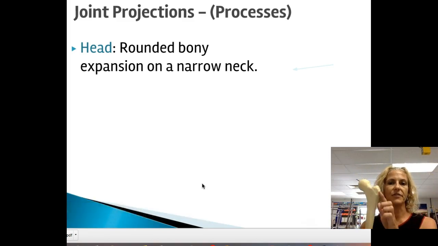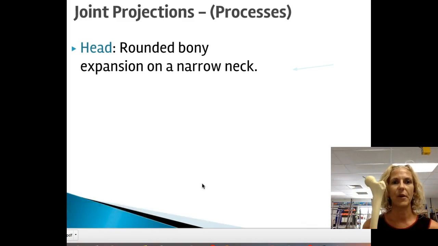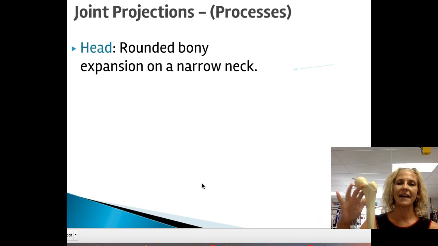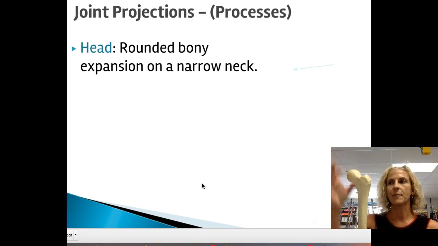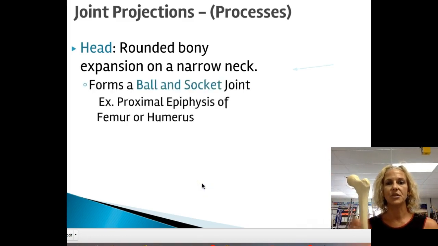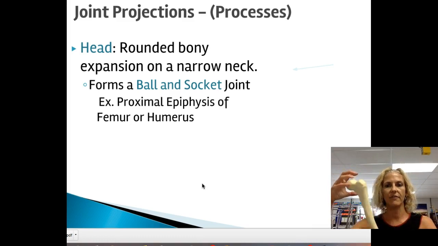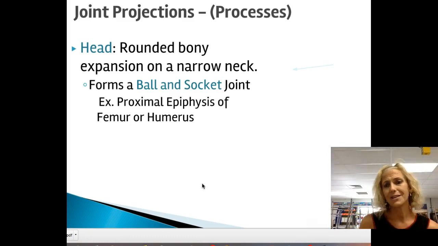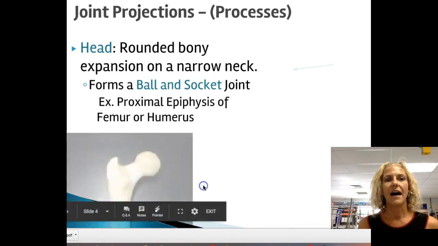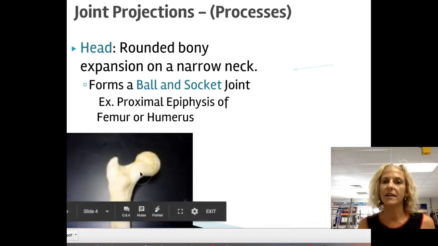So this rounded surface is called a head, rounded bony expansion on a neck. Just like our rounded head sits on a neck, the head of the femur sits on a neck. And this head would fit into a cup, and so this is a ball and socket joint, and it can provide a wide range of motions, right? It's going to go kind of in a circle. So you can practice that on yourself and see what kind of movement your hip does. So that's where you would commonly see it.